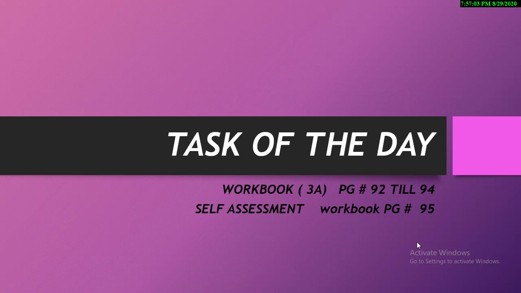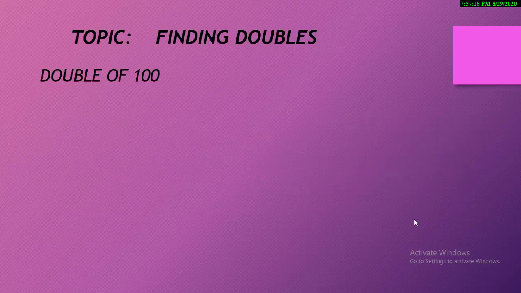Task of the day. The task of the day is very interesting. It's about verbal page number 92 till 94, and self-assessment is verbal page number 95. This page is very interesting and it's just matching, which I will explain to you also. So let's move on to our topic.